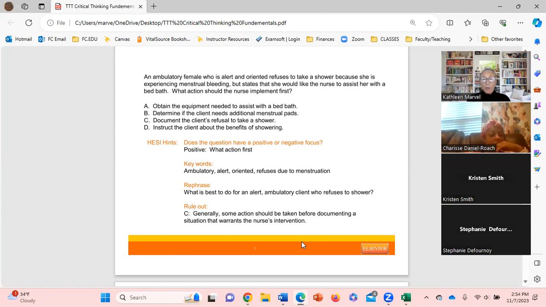Let's go to rephrasing first. That's a lot of information in that question. You could rephrase it to a simple question: what is best to do for an alert ambulatory client who refuses to shower? Because that's basically what's going on. What you would highlight is she's an ambulatory female, so there's nothing wrong with her getting up from the bed to take a shower. So I guess we would have to rephrase it.